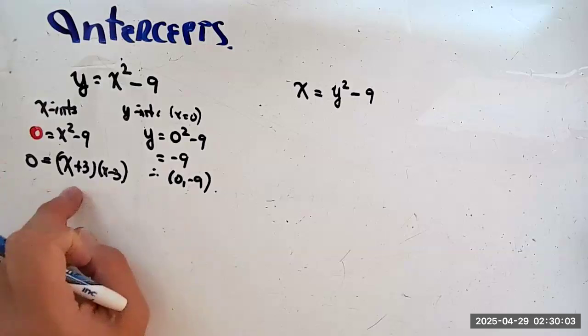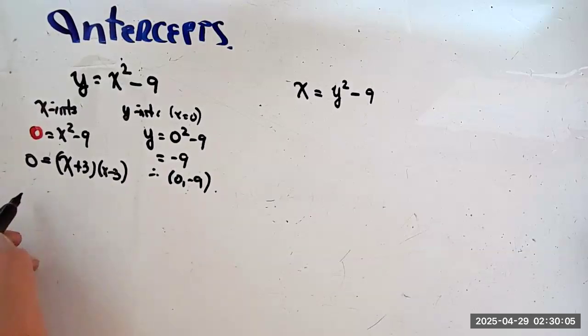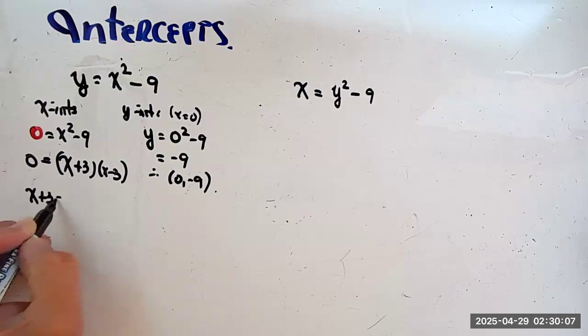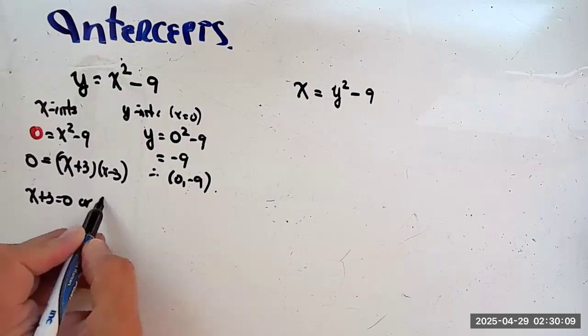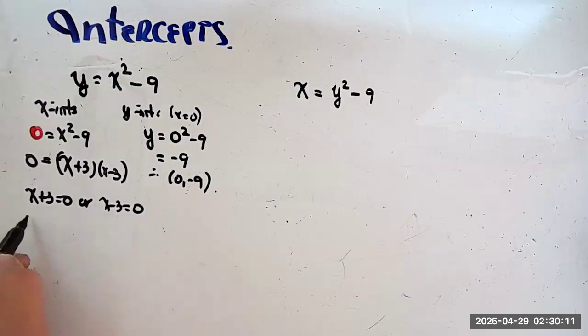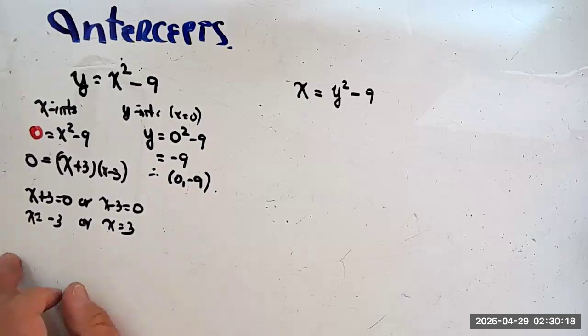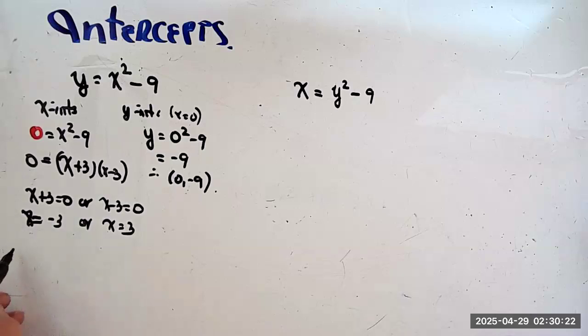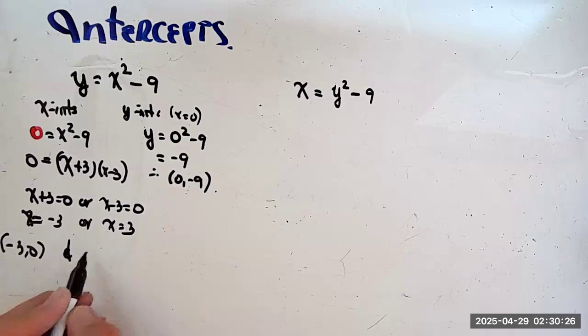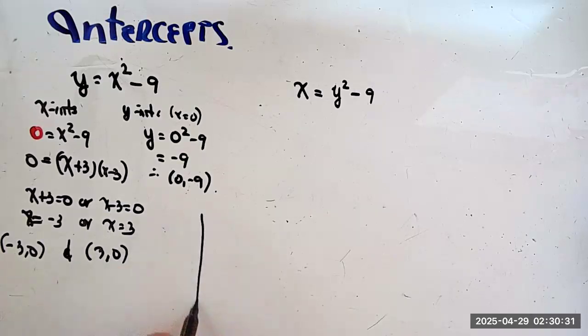Product of two things equals 0. That means that each of the factors could be 0. So x plus 3 equals 0, or x minus 3 equals 0. Therefore, x equals negative 3, or x equals 3. In this case, we found 2 x-intercepts. What are the x-intercepts? Negative 3, 0, and 3, 0.